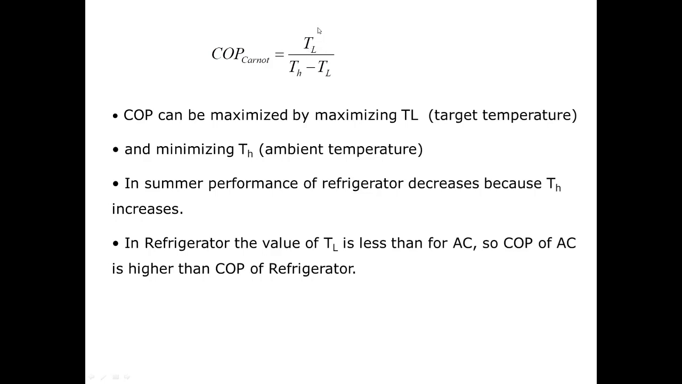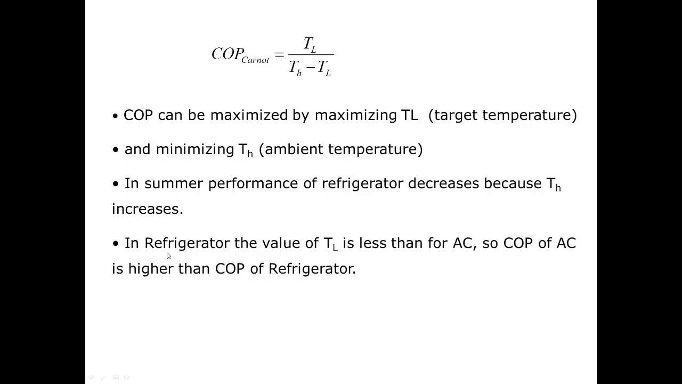Either maximize TL. If we maximize this, then the COP will be maximized, right? By maximizing TL, the target temperature, the set temperature in the evaporator. If it is higher, then the COP of the Carnot cycle is higher. Or the other way is minimizing TH. I mean, if the ambient temperature is lower, then again the COP of the Carnot cycle will be higher. That's why in summer the performance of the refrigerator decreases. Why? Because in summer the ambient temperature increases. So if it is higher, then COP will be lower.